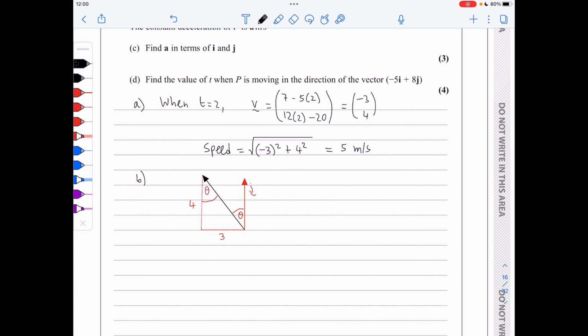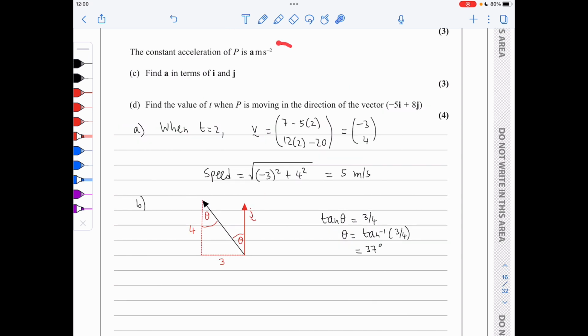So this leads to tan theta being 3 over 4, and therefore we get that theta is shift tan of 3 over 4, which to the nearest degree is 37 degrees. Be careful here. If you decide to go for more accuracy, you will be penalized because you've been asked to give your answer to the nearest degree.